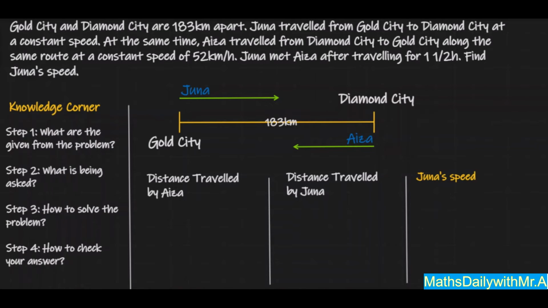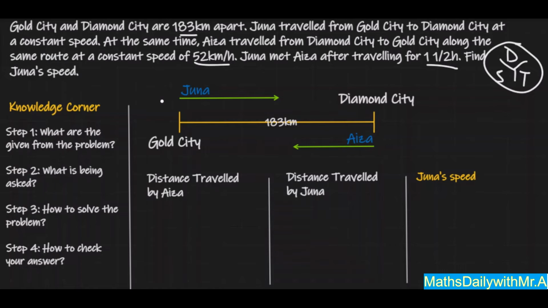Moving on to the next problem. Gold City and Diamond City are 100 kilometers apart. Juna traveled from Gold City to Diamond City at a constant speed. At the same time, Isa traveled from Diamond City to Gold City along the same route at a constant speed of 52 kilometers per hour. Juna met Isa after traveling for 1.5 hour. Find Juna's speed. Let me write once again the simple diagram of the distance, speed, and time. Okay, so this will be our basis when we solve this problem.